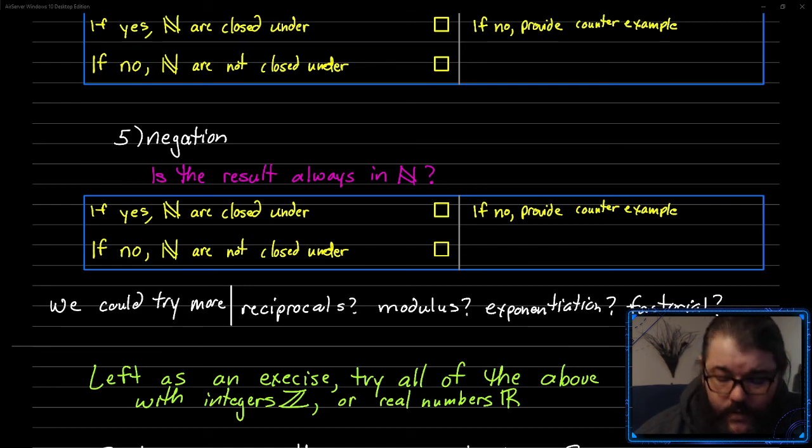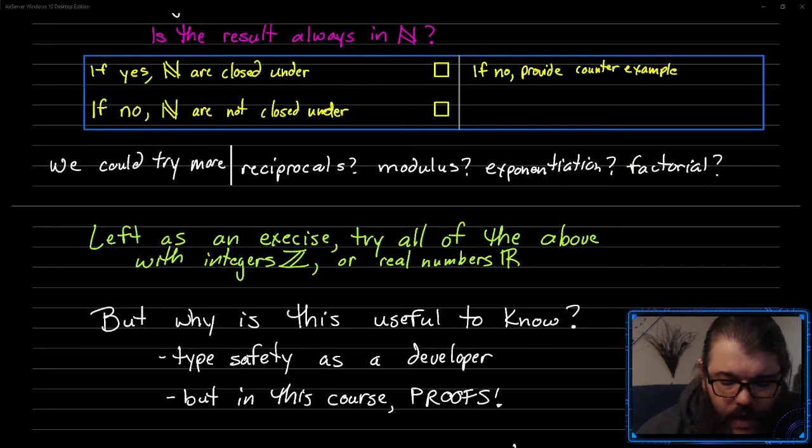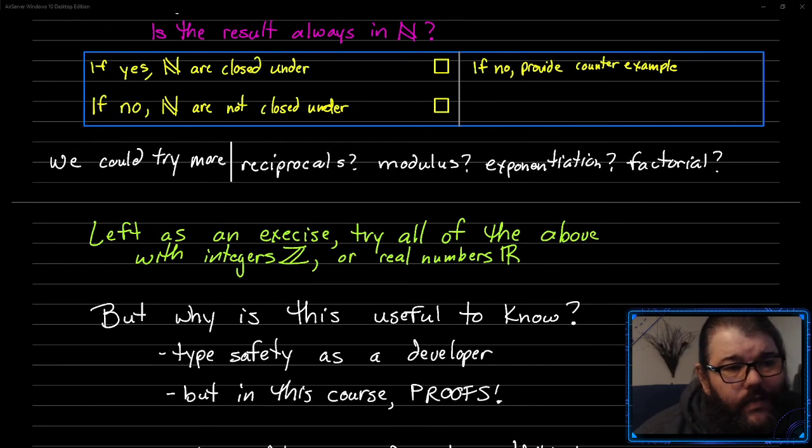Okay, all right. So, why is this useful to know for us? Again, type safety as a developer, but in our case, we're going to use them for proofs. And so I think I'll chop this into two videos, and I'll leave this as kind of an introduction to closure. And then in the next video, I'll talk about closure as a proof mechanism.